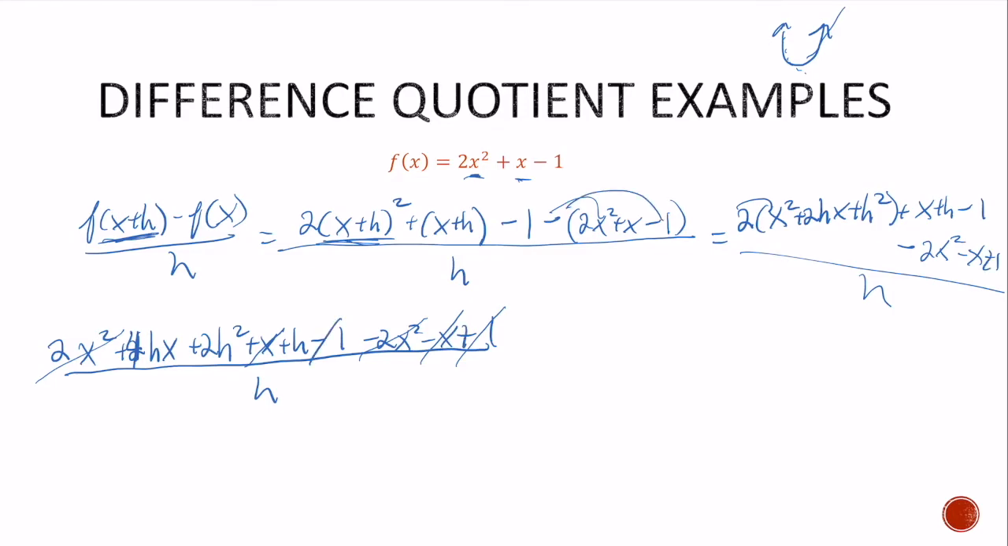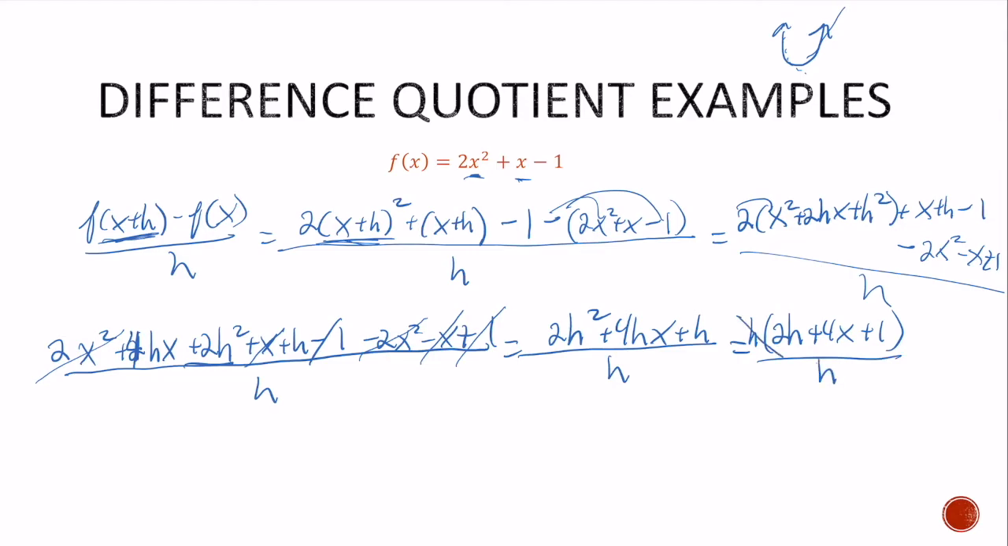That's going to cancel. So I'm left with 2h squared plus 4hx plus h over h, and I'm going to pull out a factor of h, so I get h times (2h plus 4x plus 1) all over h, and my h's cancel. So I'm left with the difference quotient of 2h plus 4x plus 1. Okay, one more example and then I think we're good to go.